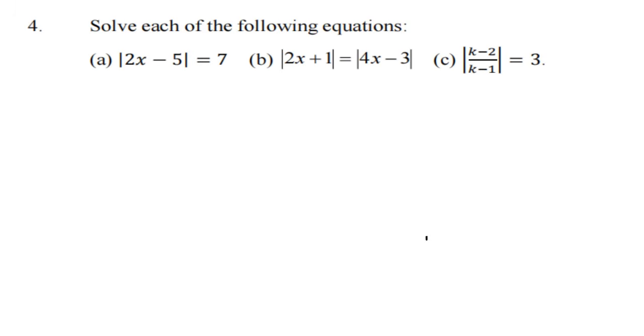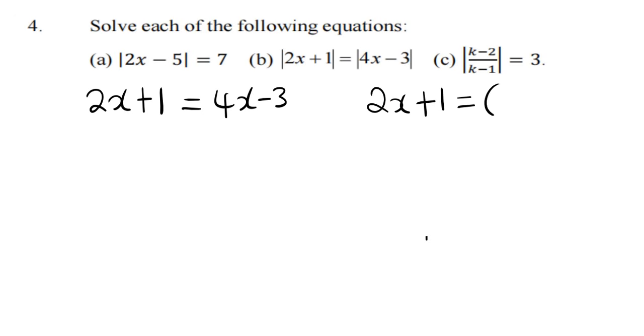Of course, you can square both of them, but I'm not going to go for that route to avoid the bigger powers and numbers. So I'm just going to get my 2x plus 1. I'm going to equate one of each to be positive, 4x minus 3. The other one, 2x plus 1, will be equal to the negative part of my equation, which is 4x minus 3. Then I solve these two equations. Whatever I'm going to get, those will be the answers.